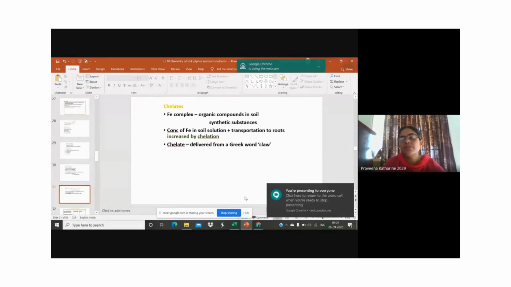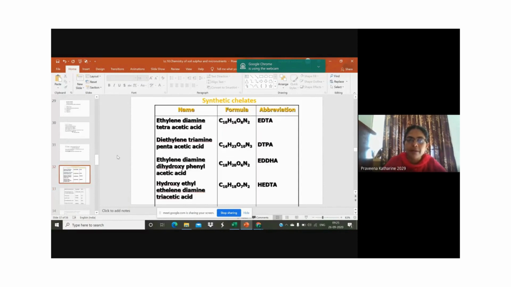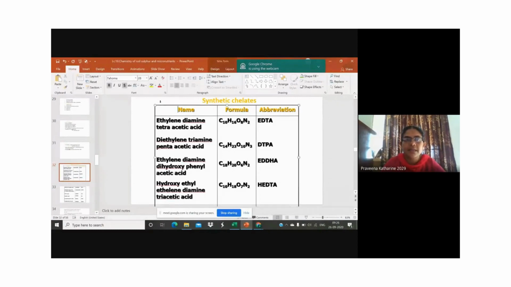This would not be available to the crop. So to prevent this, chelation is formed by the organic matter, thereby the plants are able to take the micronutrients. Some examples of synthetic chelates are given here. EDTA, DTPA. These are very common to you. You can remember the examples, two or three names. EDTA is very common. You use this for calcium and magnesium estimation, isn't it?